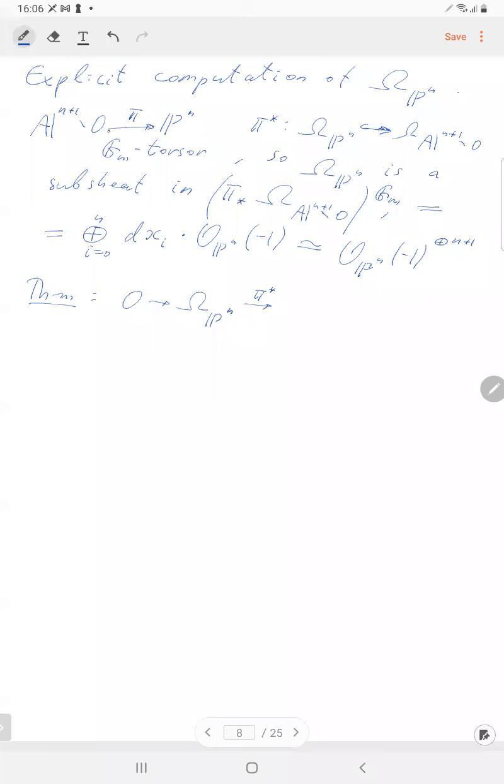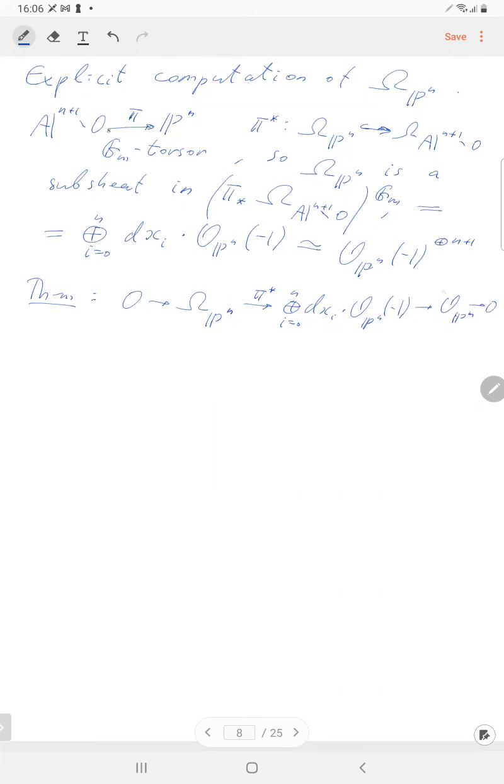Okay? So there is an embedding into this direct sum. And in the quotient, you just get the structure sheaf.